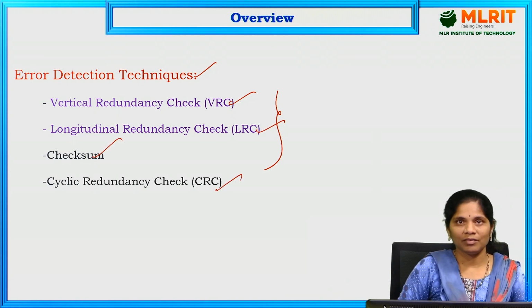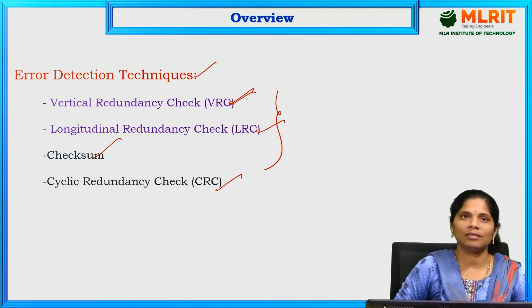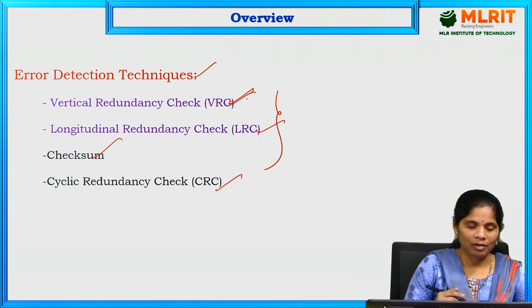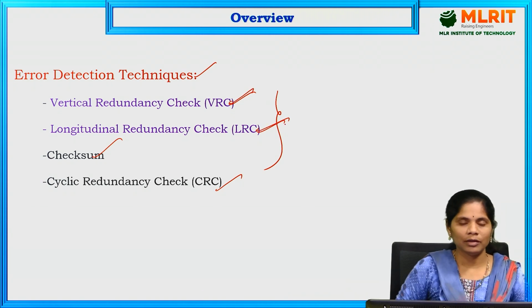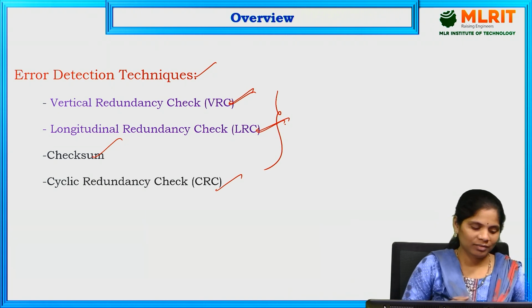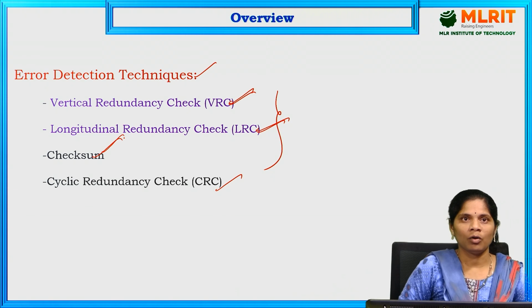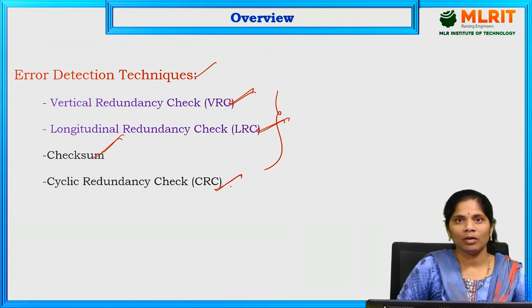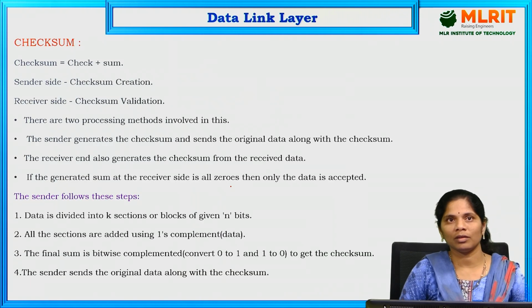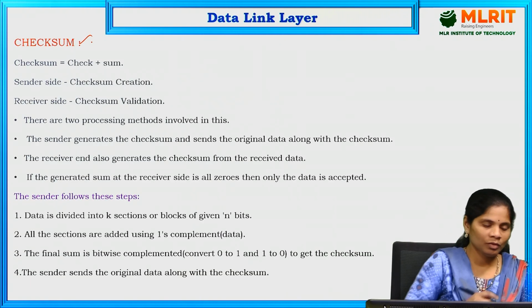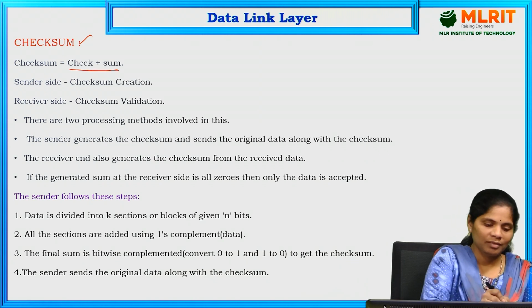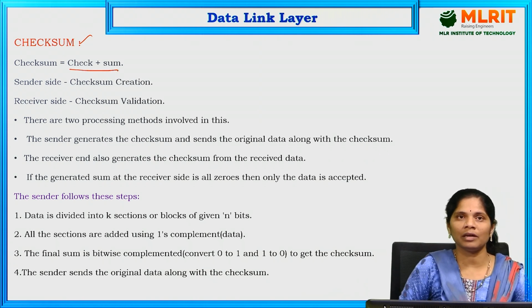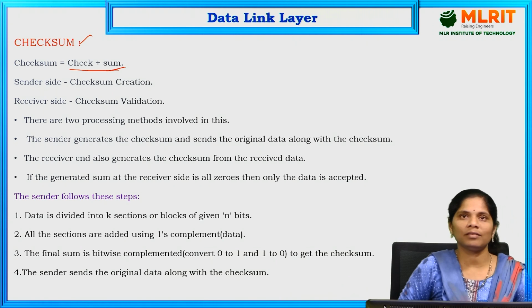In the previous session, we already discussed VRC, that is vertical redundancy check, and LRC, longitudinal redundancy check. These two topics we discussed already. Today we are going to discuss what is checksum, how to detect errors using the checksum, and also CRC, cyclic redundancy check. First, let us see what is checksum. Checksum is nothing but check plus sum: we check the original data and do the sum.